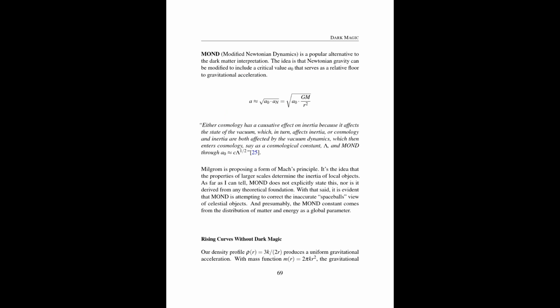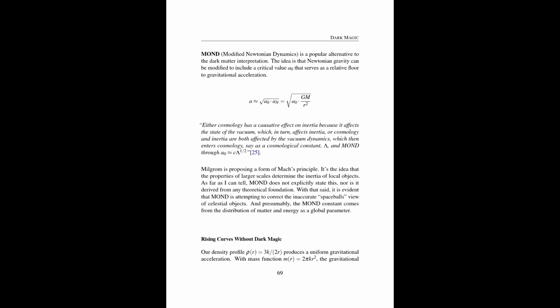Modified Newtonian dynamics is a popular alternative to the dark matter interpretation. The idea is that Newtonian gravity can be modified to include a critical value a0, or acceleration, that serves as a relative floor to gravitational acceleration.